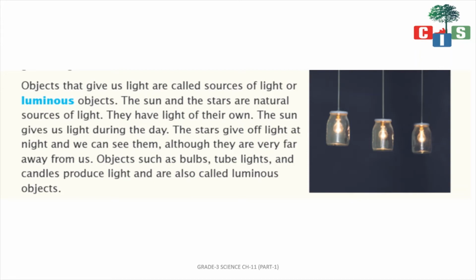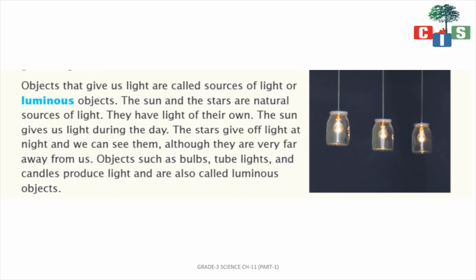The sun gives us light during the day. The stars give off light at night and we can see them. In the daytime, the sun provides us light, and the stars give off light, that's why we can see stars in the dark sky. Stars are very far away from us, yet we can still see them.